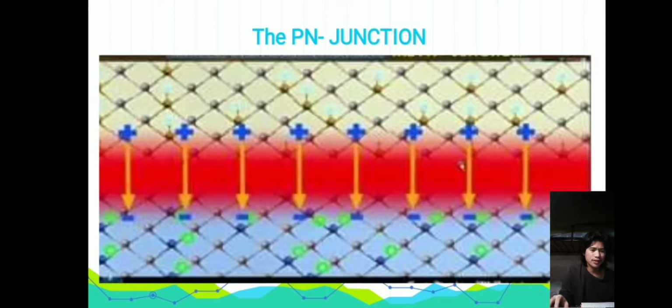The charge of two sides will be reversed, making the boron-doped P side become slightly negative and the phosphorus-doped N side slightly positive.